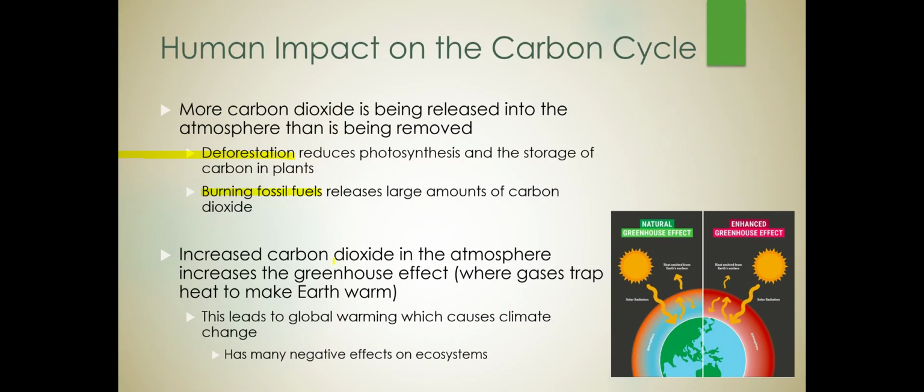And the biggest issue with that is that it amplifies the greenhouse effect. Now, the greenhouse effect by itself is not bad. It's a good thing. The greenhouse effect is where gases in our atmosphere trap heat. It helps to make our Earth warm and livable. But by releasing too much carbon dioxide, we are making the blanket thicker. And so we're causing that greenhouse effect to be magnified or enhanced, and that's leading to global warming and climate change. We're not going to go into all of the effects of that, but just know that there's a lot of negative effects on ecosystems and organisms as a result of climate change.